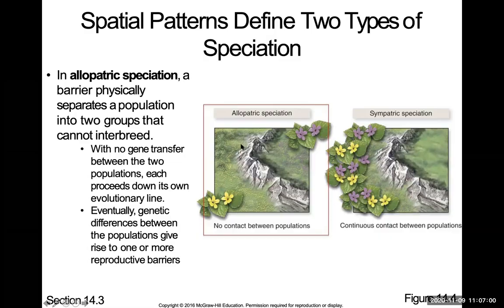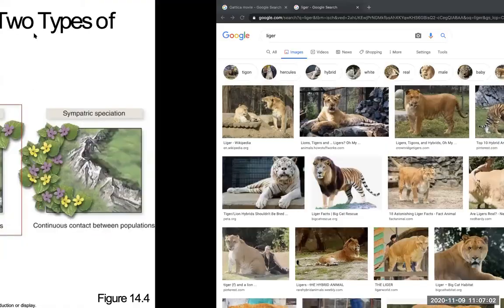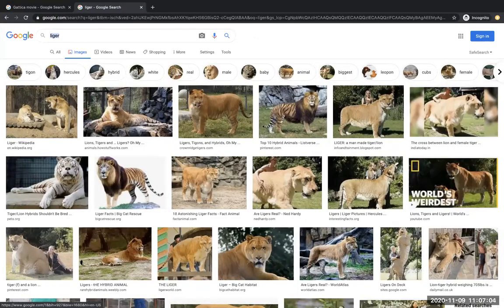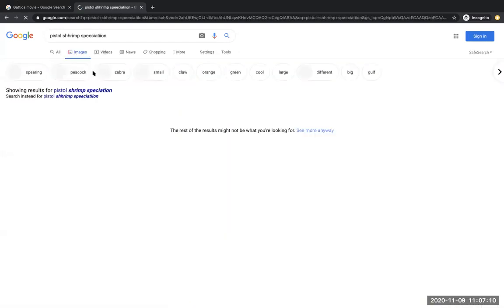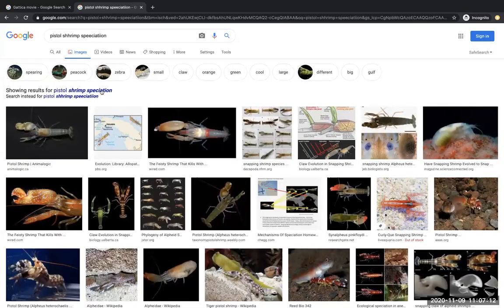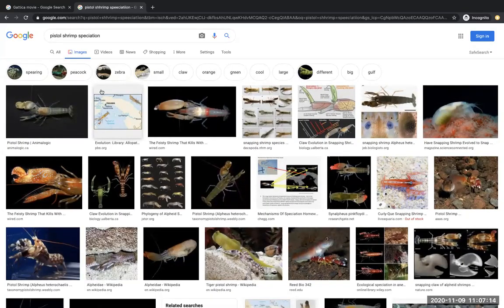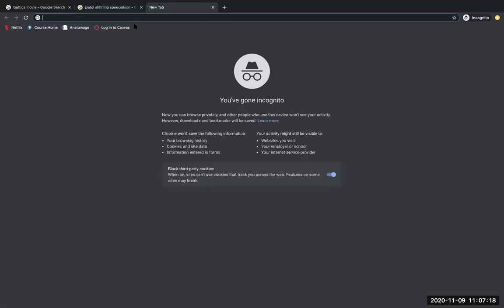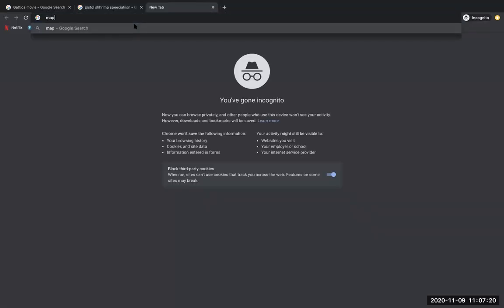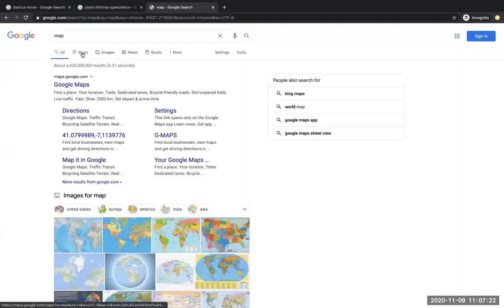But that's allopatric speciation. Have you guys heard about pistol shrimp? Pistol shrimp. Yes. Eldo, do you know where it's found? It's like really deep, right? Like they can make a little pulse or bubble that can crack glass and stuff. Or I guess kill their prey.